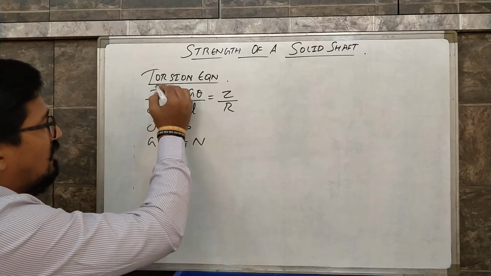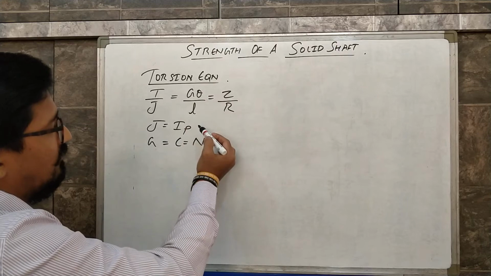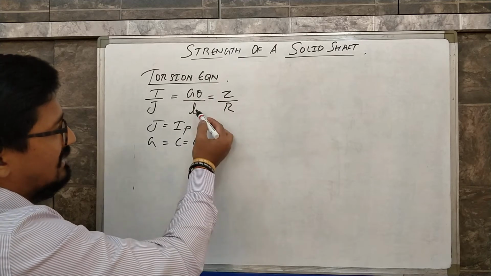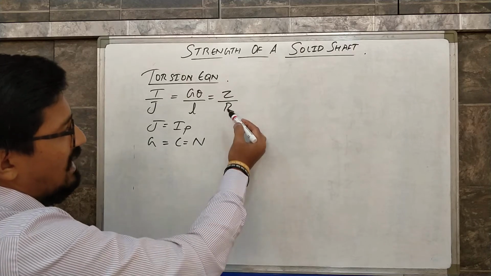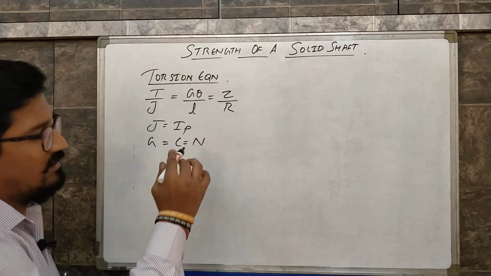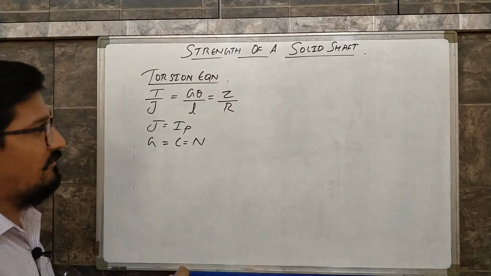So T is the torque, J is the polar moment of inertia, G is the modulus of rigidity, theta is the angle of twist, L is the length of the shaft, tau is the shear stress of the shaft material, R is the radius of the shaft. This we have already seen in my last video. So today we will see about strength of a solid shaft.